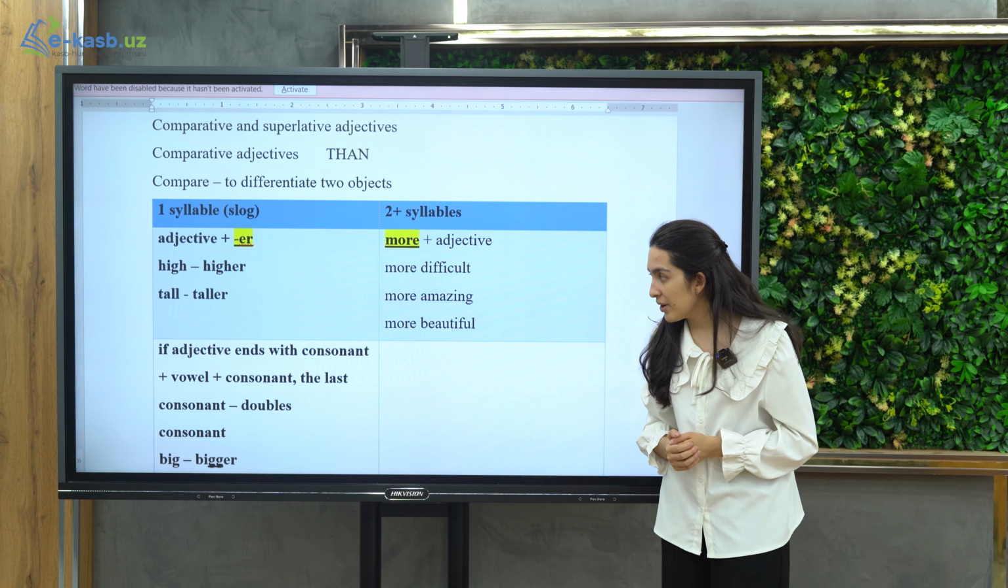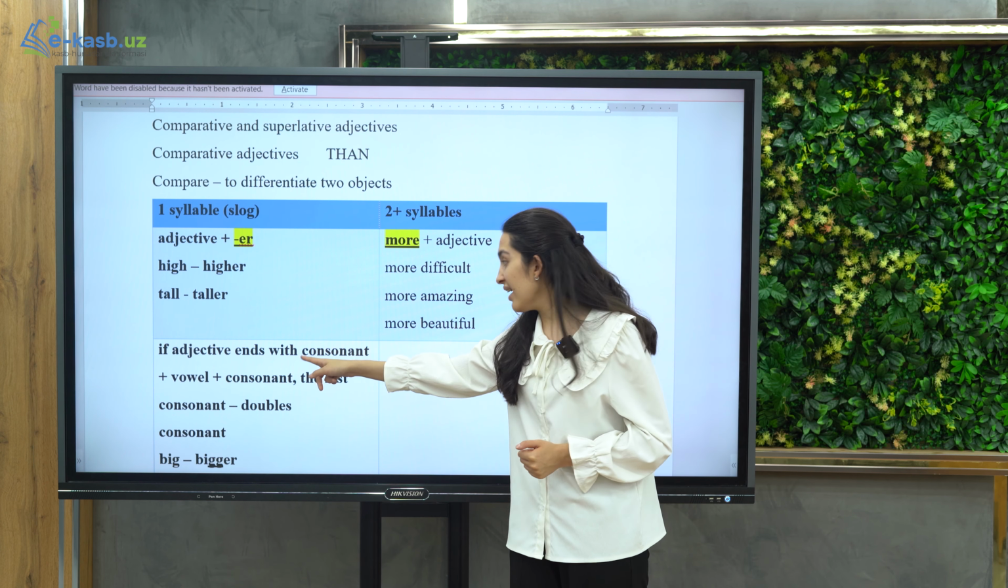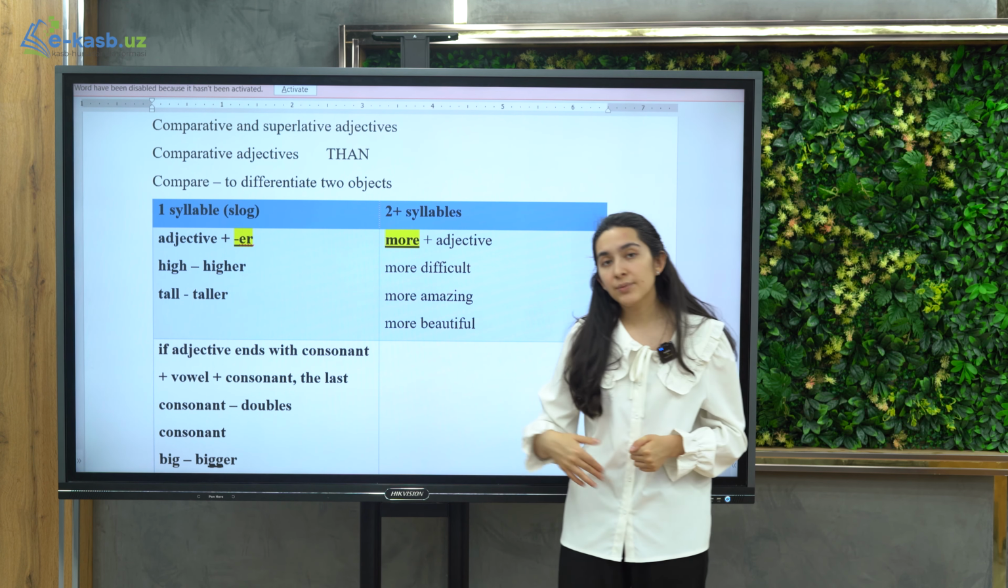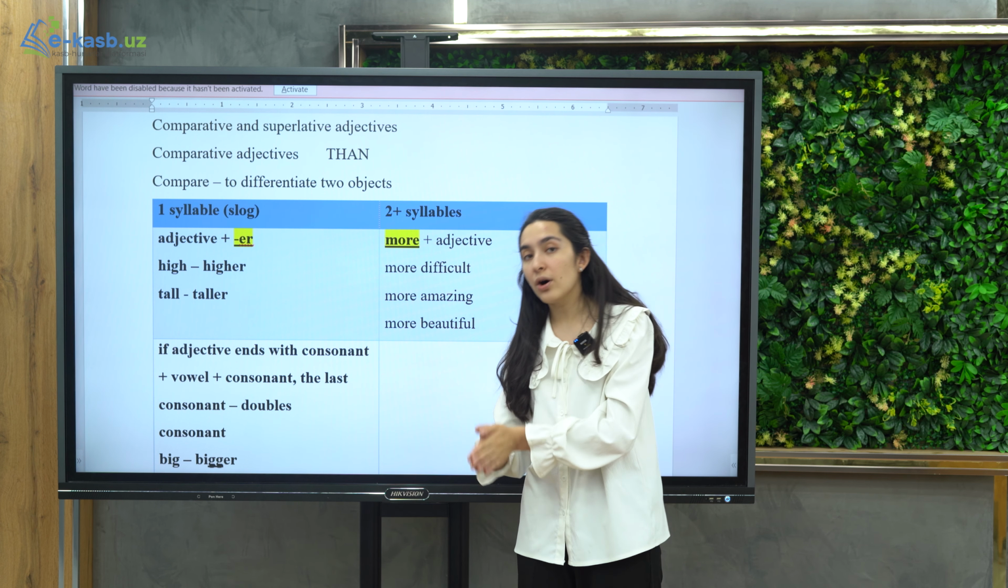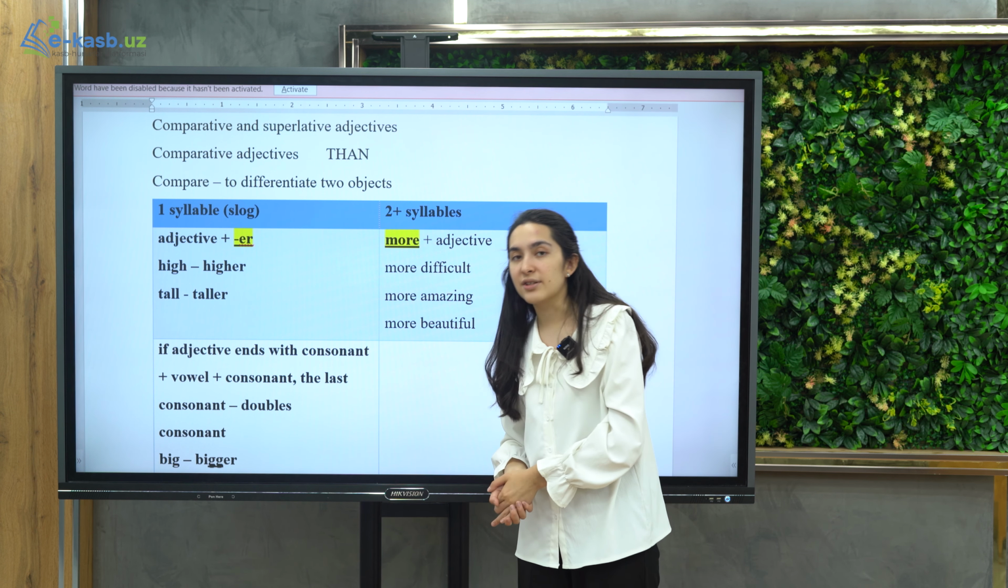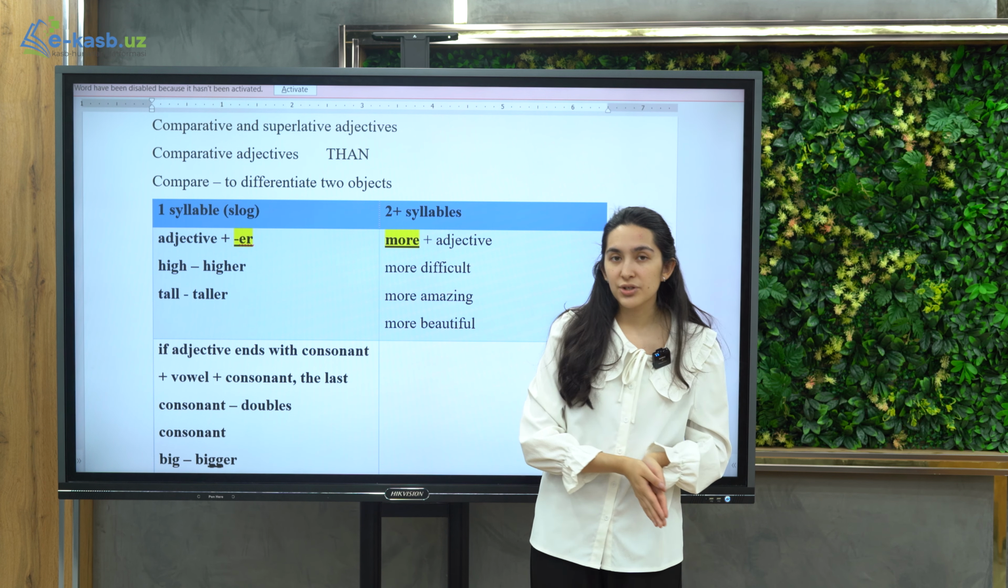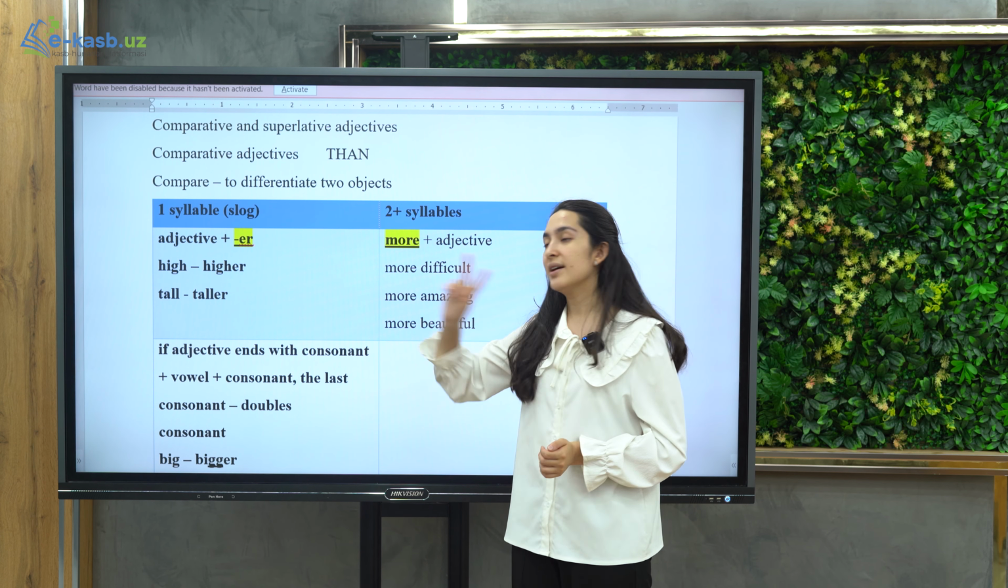Also, what you should remember is that if adjective ends with consonant, vowel, consonant, if you remember, we have already talked about it. Undosh, only undosh. And the last consonant doubles.